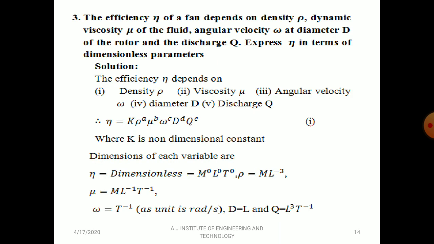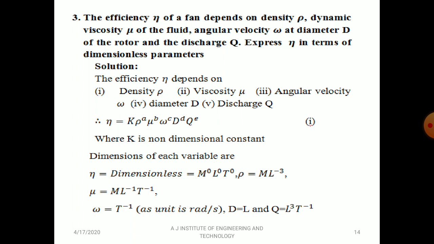Next, third problem. The efficiency eta of a fan depends on density rho, dynamic viscosity mu of the fluid, angular velocity omega, diameter d of the rotor, and discharge q. Express eta in terms of dimensionless parameters. So eta, that is the efficiency. Efficiency is given by output by input, so it has no unit. If it does not have a unit, it has no dimension.